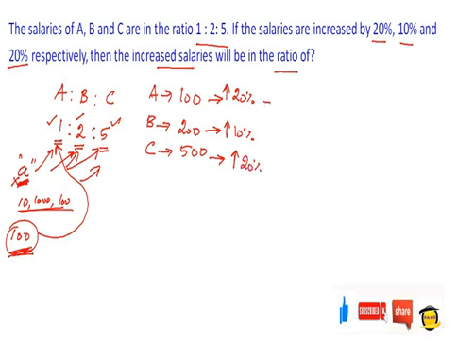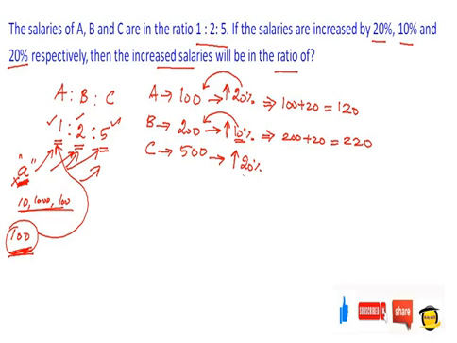So what is going to be the new salary? What is 20% of 100? That's going to be 20, right? So 100 plus 20, the new salary of A will be 120. What is 10% of 200? That is 20. So the new salary of B would be 200 plus 20, which is equivalent to 220.